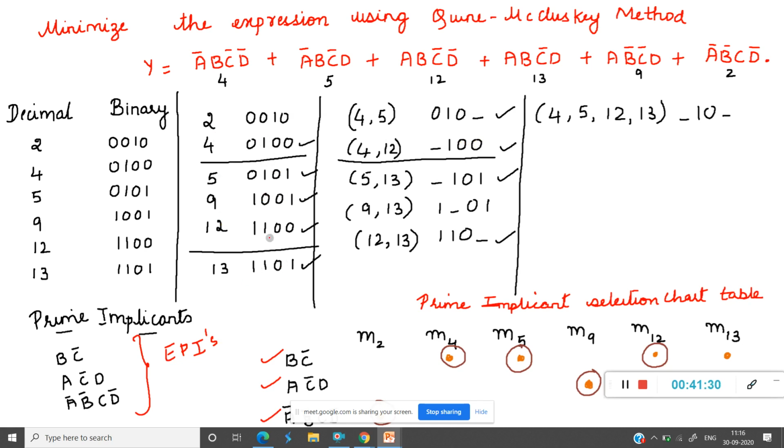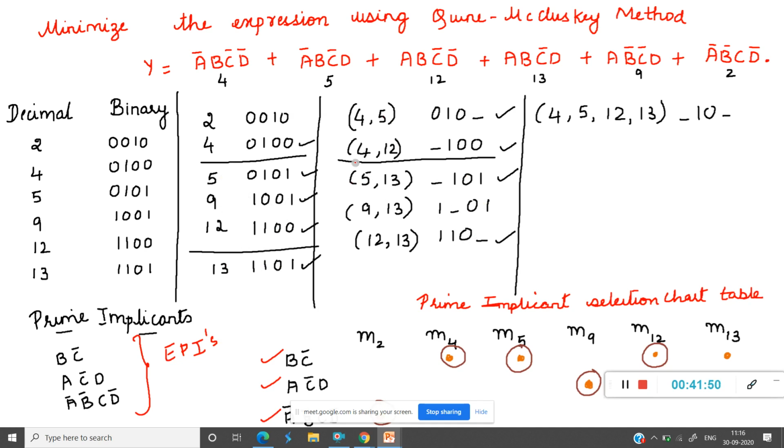Similarly, second group with third group. Can I compare 5 with 13? Yes, I have written here. Can I compare 9 with 13? Yes, I have written here, second bit difference. Can I compare 12 with 13? Yes, last bit difference. Okay.